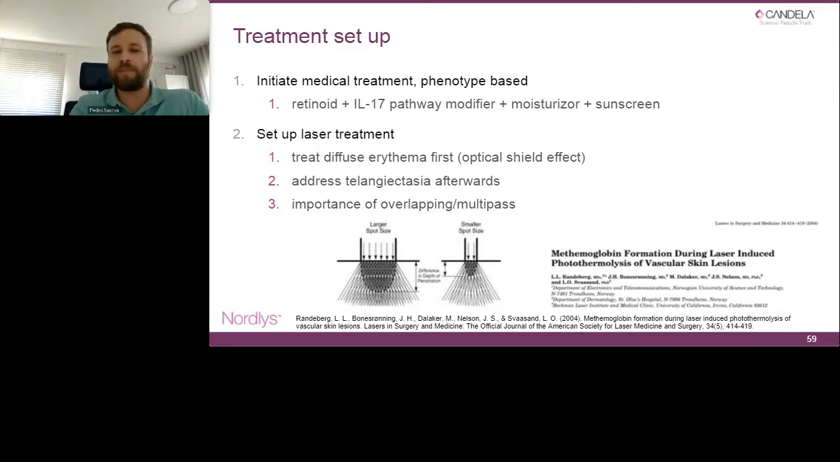Afterwards, we should think about the interaction of light with hemoglobin. We know that on the absorption curve, with the first shot, we can induce the formation of methemoglobin, and methemoglobin has much more intense absorption compared with oxyhemoglobin. So it is important either to overlap the IPL shots or to do a multipass to improve the efficacy of the treatment.